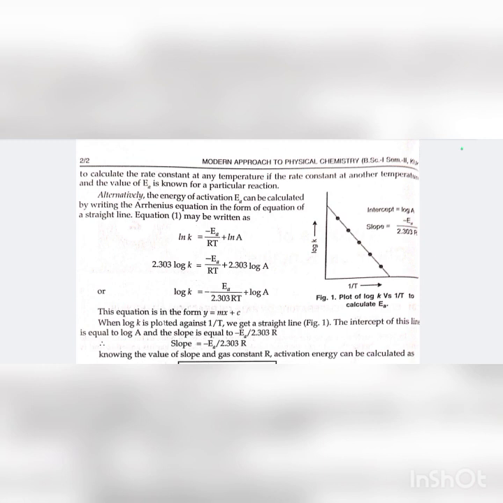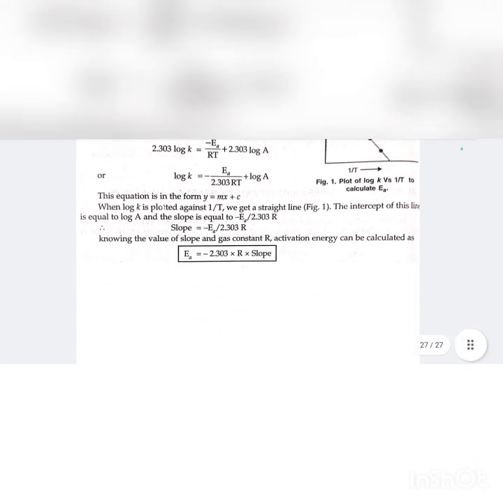When log k is plotted against 1 by T, we get a straight line. The intercept of this line is equal to log A, and the slope of this line is equal to minus Ea divided by 2.303 R. Knowing the values of slope and the gas constant R, activation energy can be calculated as activation energy is equal to minus 2.303 into R into the slope.